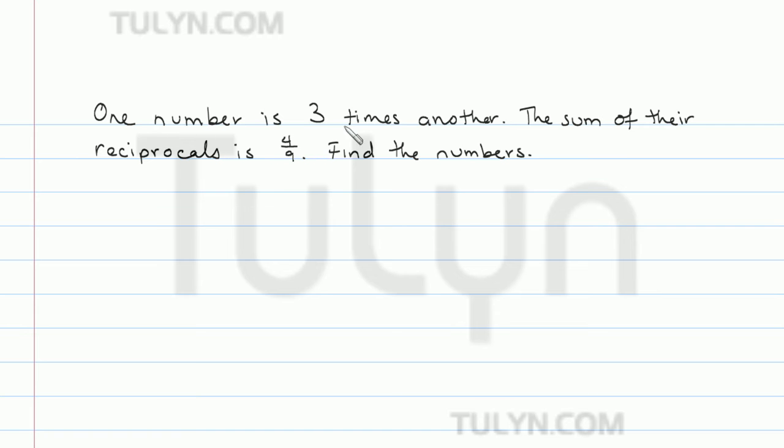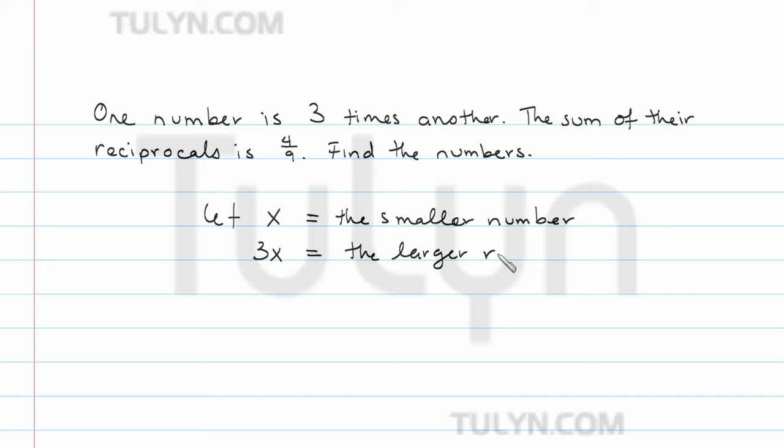So we know that one number is 3 times another number. So we can let x be equal to the smaller number. And we know that the other number is 3 times the smaller number. So we can say 3x is going to be the larger number.